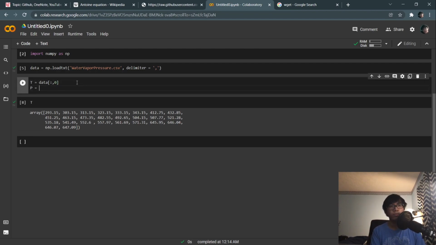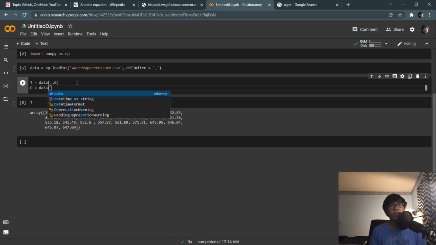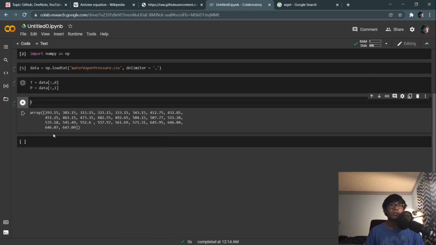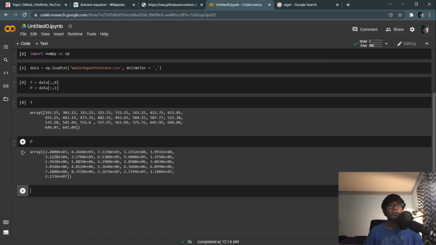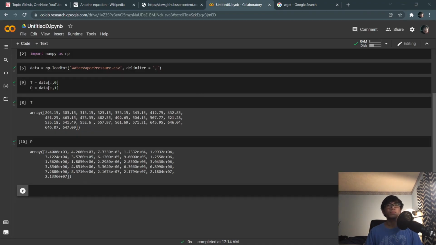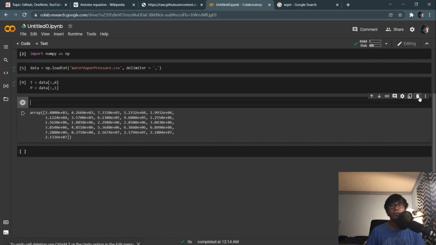We're going to do P equals data. And then our array, same thing. We don't care about the rows, but we do care about the column. So we'll shift evaluate that and then check our pressure. It should be different, yep. And it'll start at 2.4, 2.4, perfect. Make sure I'm recording that. Okay, cool.